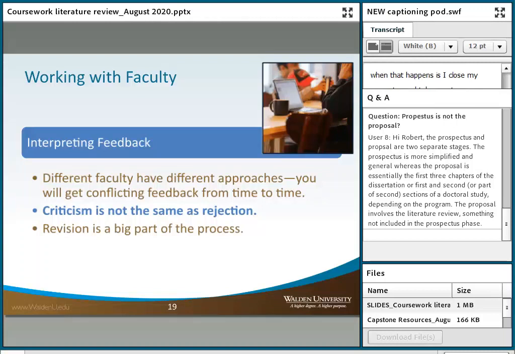Be clear and specific when you ask for feedback, and start learning how your chair responds to your writing as well. And if you need help understanding how they're responding, say in track changes, write it out. Say, what does this mean? Do you have recommendations for how I can deal with this comment, or something like that? Be intentional about when you ask for help, and stay positive and respectful.